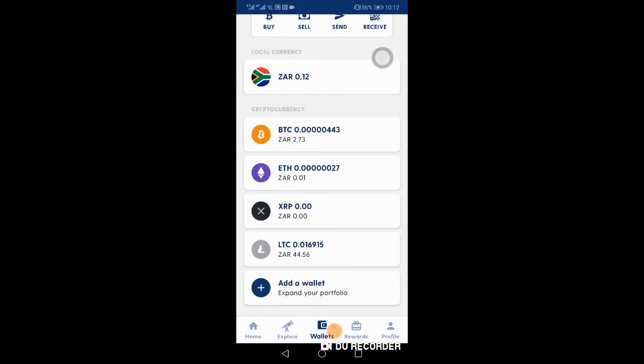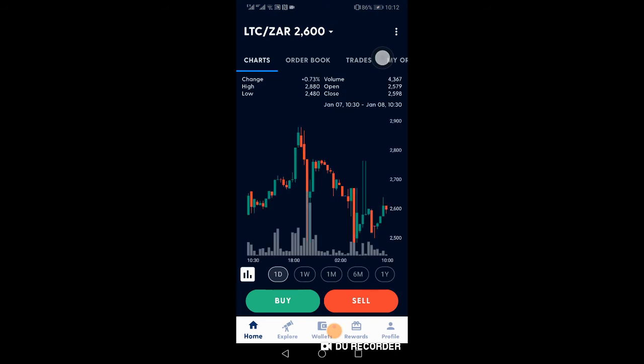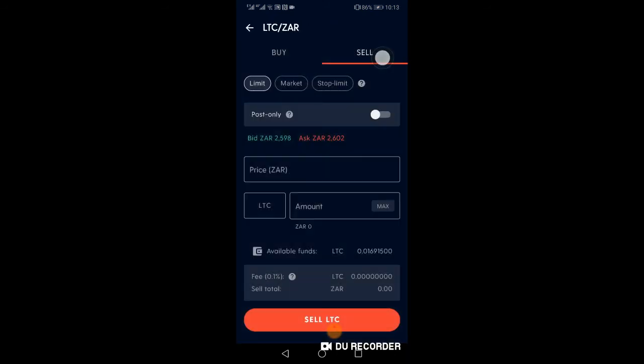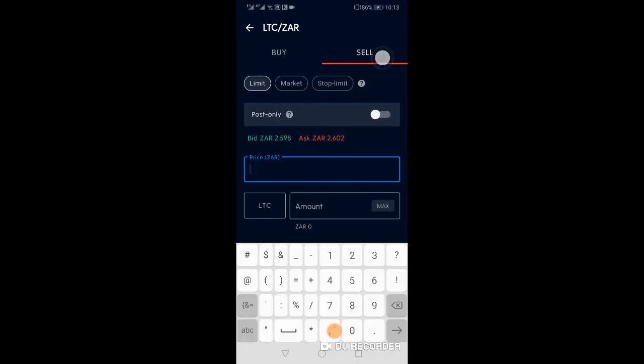So it's about 44 rand that I have now. So I'm going to sell it. So I'm going to go sell that one. So I click on sell. Then I put that amount.